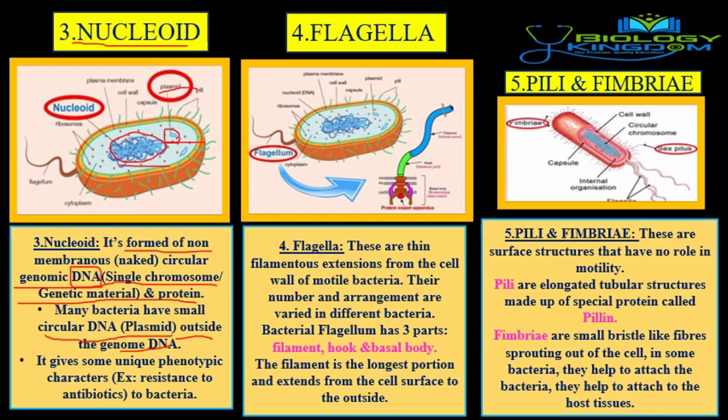The reason why we differentiate them is that the plasmid gives some unique phenotypic characters, for example resistance to antibiotics in bacteria. For example, streptomycin is an antibiotic, and this feature helps the bacteria resist streptomycin.